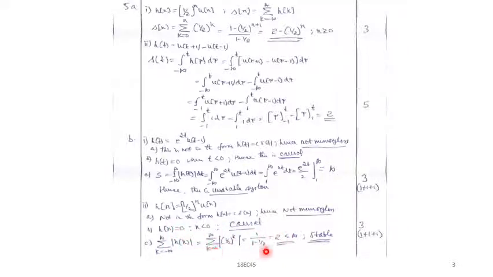Again, the system is stable, and we'll get the answer as 2. The system is stable, so it also carries 3 marks, so 3 plus 3.